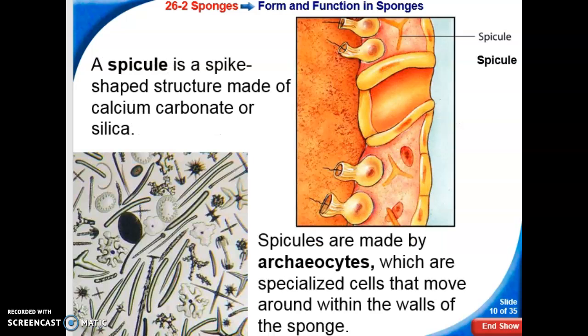A spicule is another specialized structure. It's a spike-shaped structure made of calcium carbonate or silica, so they're very rigid. They're made by archaeocytes, which are specialized cells that move around within the walls of the sponge.